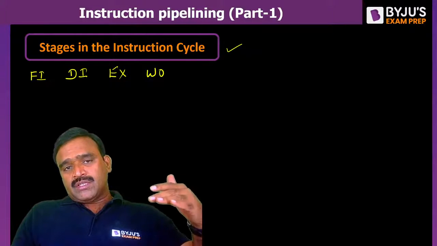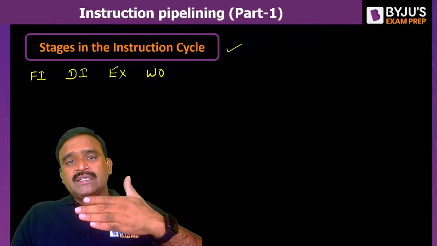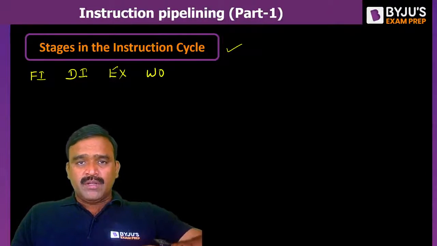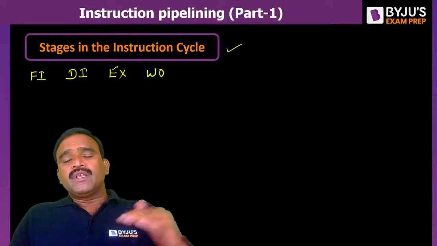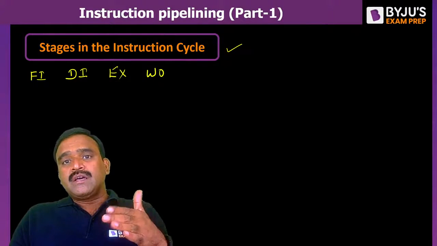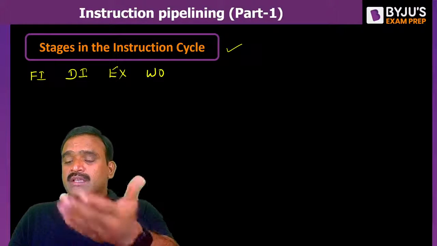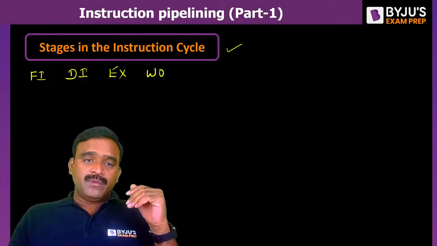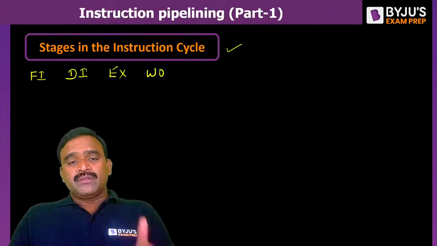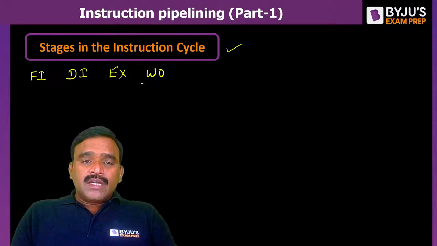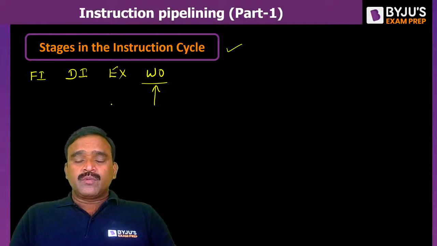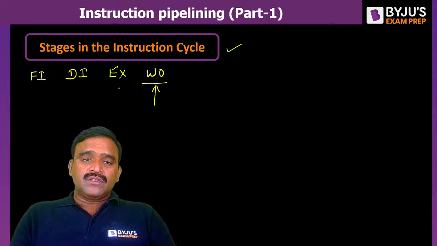So every instruction should go through all the stages. Whether it is non-pipelining or pipelining is defined by the implementation, but the stages are required. Every instruction must go through all the stages. How they go, whether sequentially or in a pipeline, depends upon the methodology we adopt. So during the write operand stage, we are supposed to store the result, whatever result we got, either in memory or in a register.